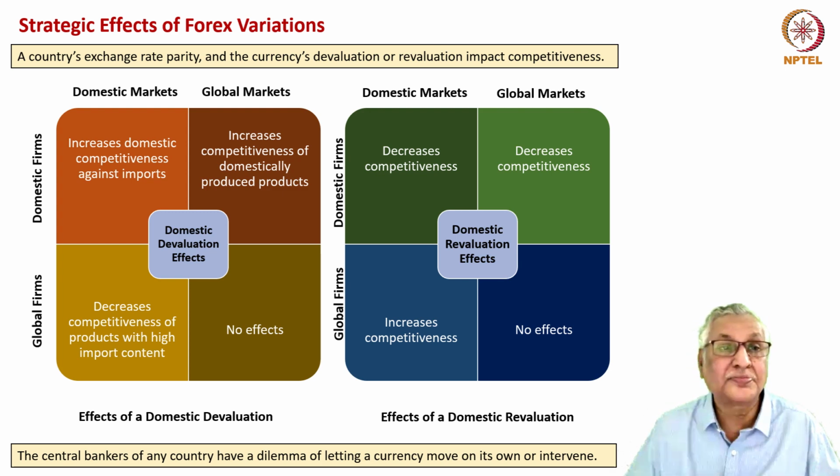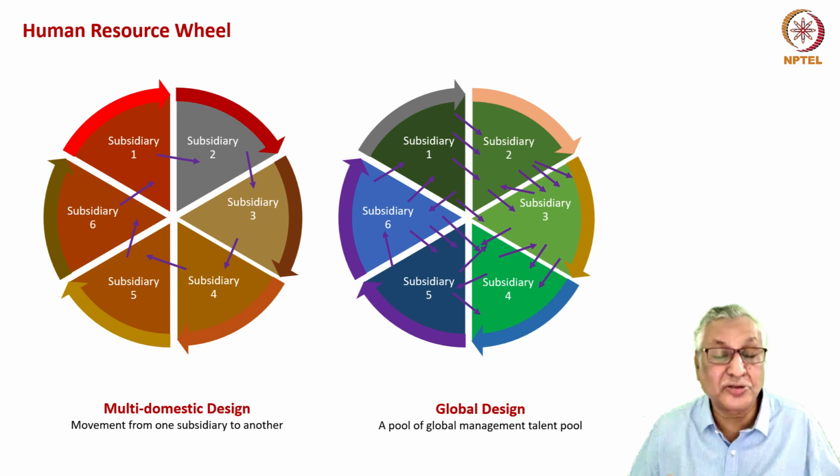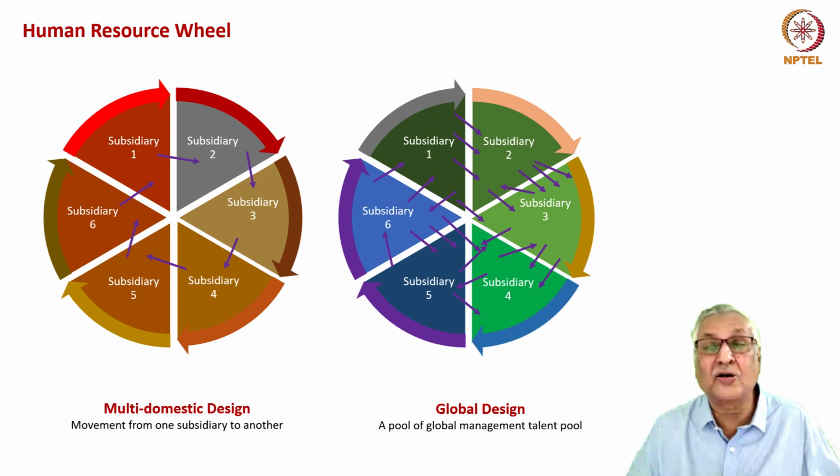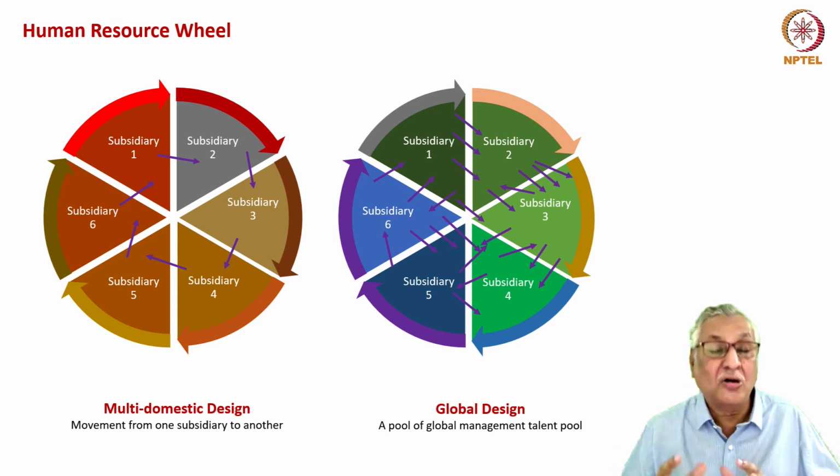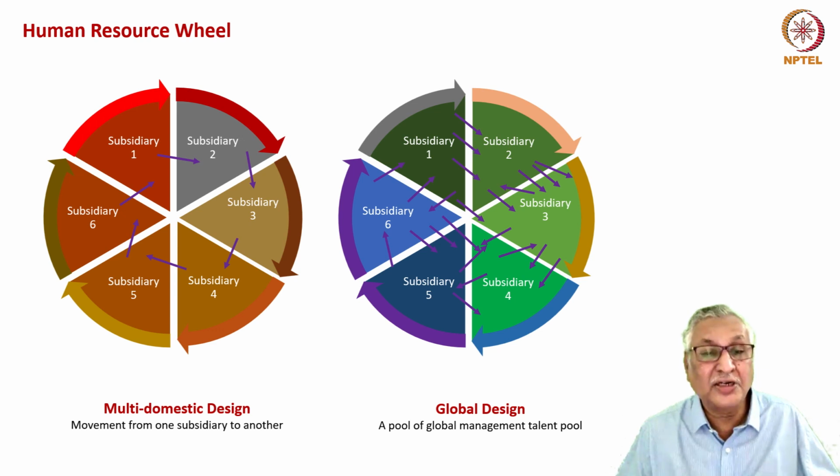Then let's look also at the talent pool which drives the industry, both in terms of onshoring and offshoring. If you are looking at an onshoring and offshoring model, or an offshoring model that caters to different markets through multiple subsidiaries, you need to have a human resource wheel that supports such activity or a business model. Theoretically, and again based on historical practice, we have what we call the multi-domestic design.